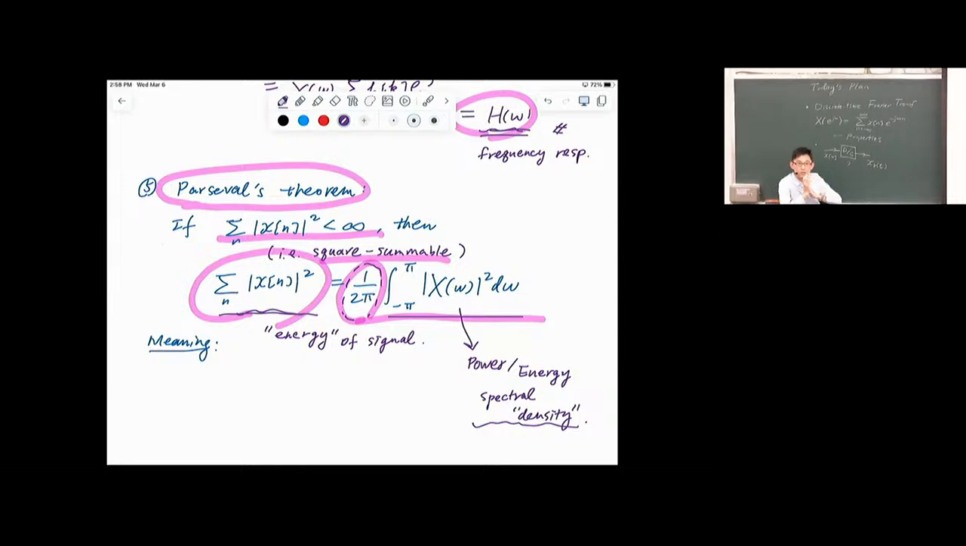Why? Because when you take the integral, it gives you the energy. It gives you exactly the same result as summing the signal in time. And they are equal. This is an identity.